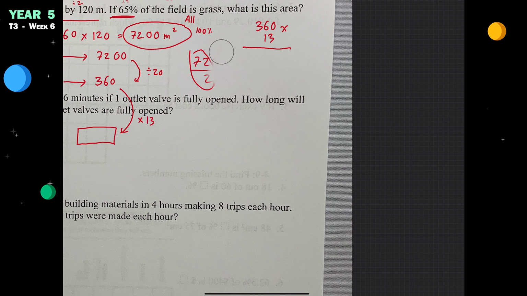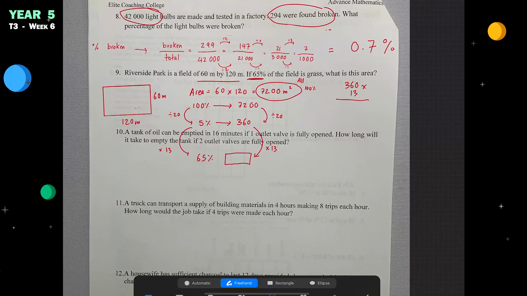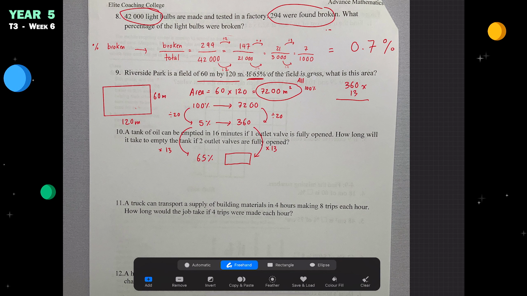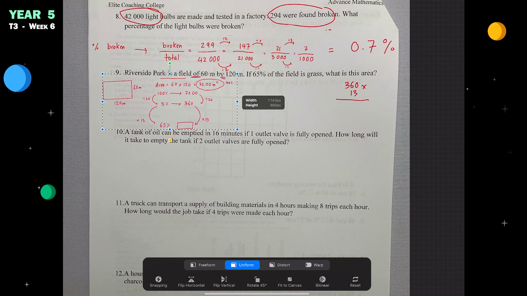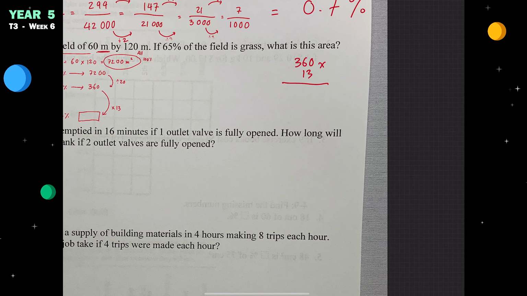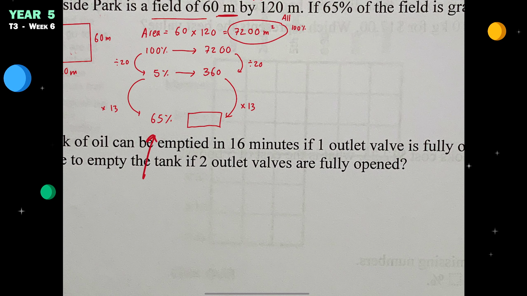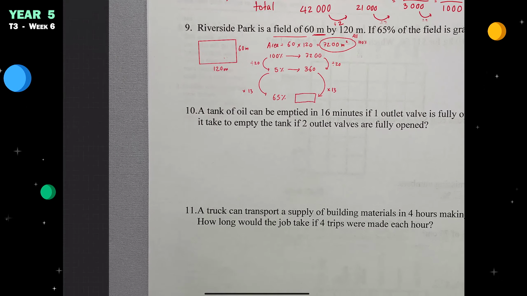Okay, I'll rub it out to give you some room. Let's shrink this down as well, so you can fit that in there. It's a bit small, but you can see it there. So if you multiply those, because we want 65%, that's why. To go to 65%, you go from 5% and times it by 13, you get 65% and you get the number here. So multiply 360 by 13 and you will get your answer.